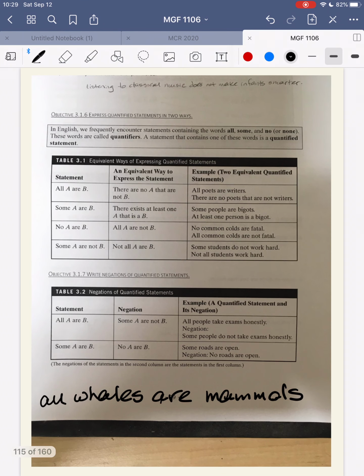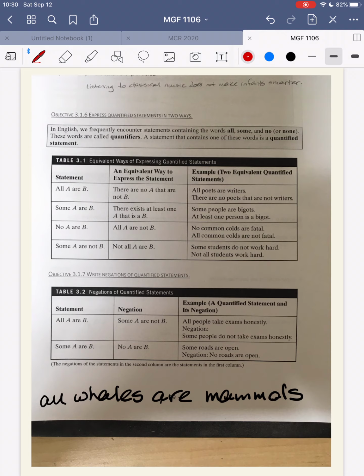So let's go ahead and wrap up this section and talk about how we're going to express our statements. We have a list of words that are quantifiers: all, some, no, none. Those are quantifiers. One of those words in any statement makes it a quantified statement. So all, some, none, no, quantifiers. We have a quantified statement, and there are different ways to write our quantified statements.